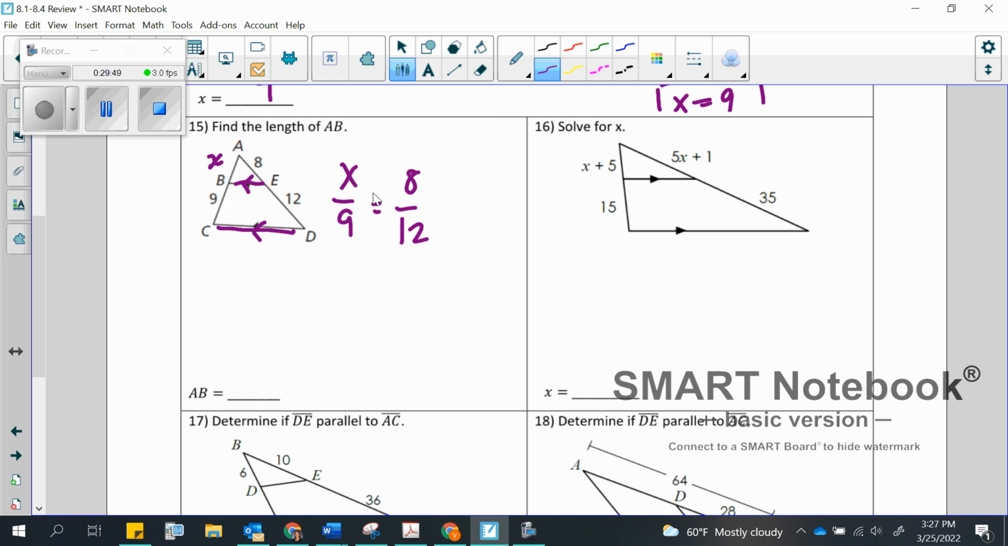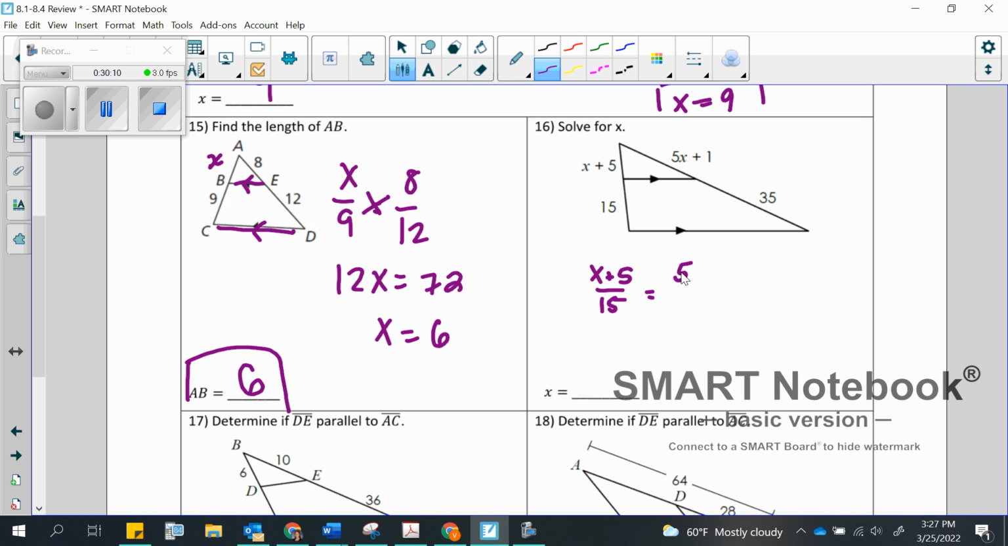Okay, cross multiply and solve. So you're going to get 12x equals 72. So x is going to equal 6. And we called AB x, so it's just AB equals 6. Okay, same thing for this one. So I'm going to go top to bottom, top to bottom. So x plus 5 over 15 equals 5x plus 1 over 35. Top over bottom, top over bottom.